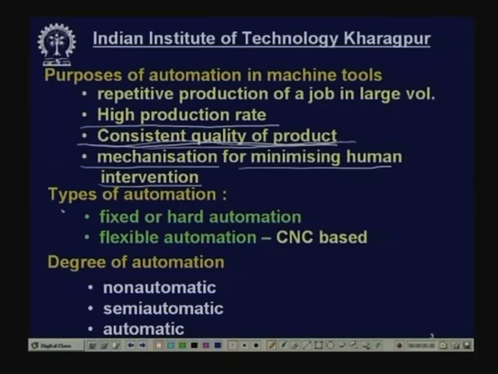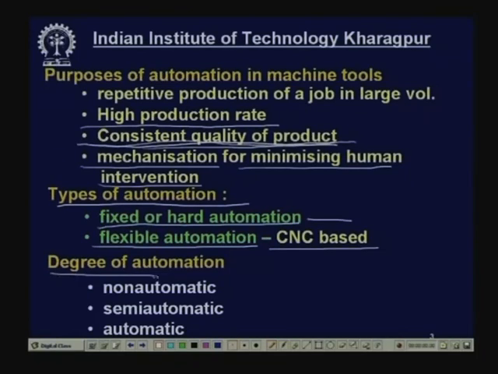Now, types of automation. There are two types of automation. One is called fixed or hard automation, which is conventional and most widely used, where a change of product cannot be accommodated that easily. Whenever the job changes, a lot of changes have to be incorporated. The modern system is flexible automation. It is very modern, introduced in manufacturing since 1970, and these machine tools are basically CNC, computer numerical control based, like CNC milling machine, CNC drilling machine, CNC turning machine, machining center and so on.